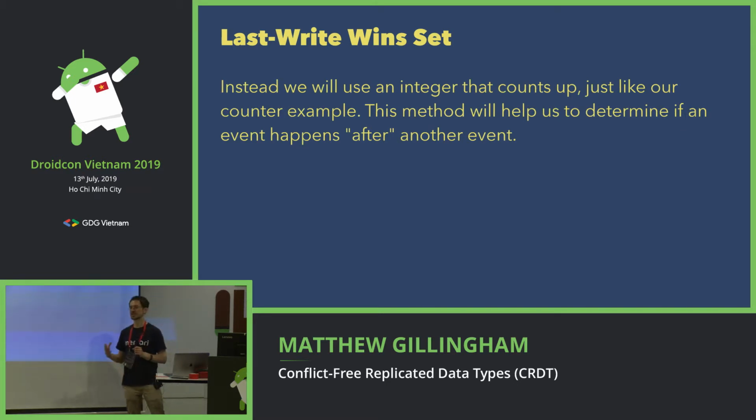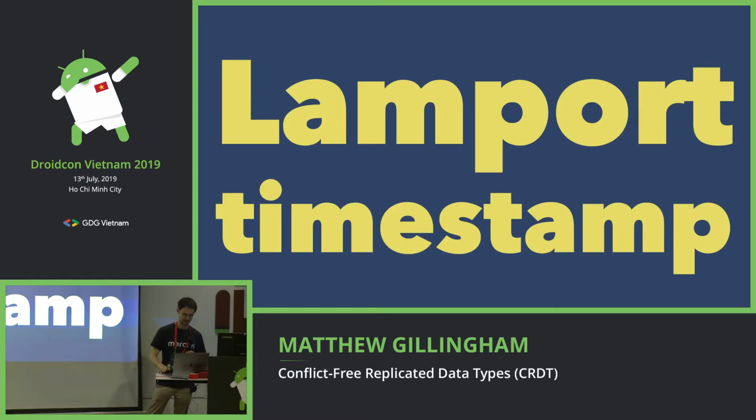So what we're going to do is just have a simple integer counter that counts up, just like we already saw in our counter example. And just having a counter matched with the operation will allow us to create a kind of ordering so that we can say one of these events occurred after another event. If you're interested in this term and want to Google something else that's interesting, this is called a Lamport timestamp.